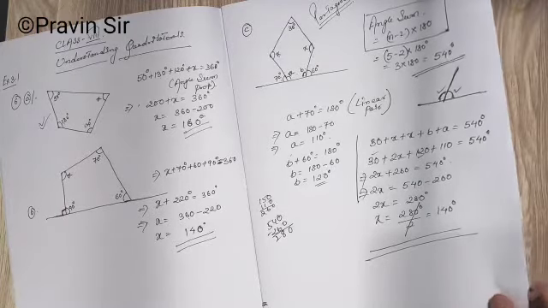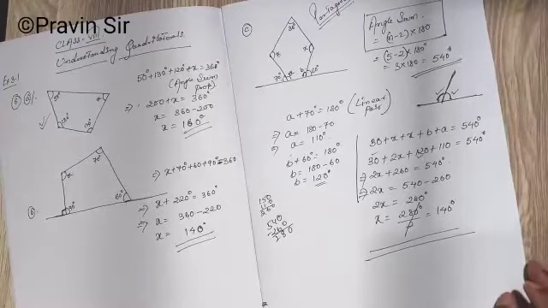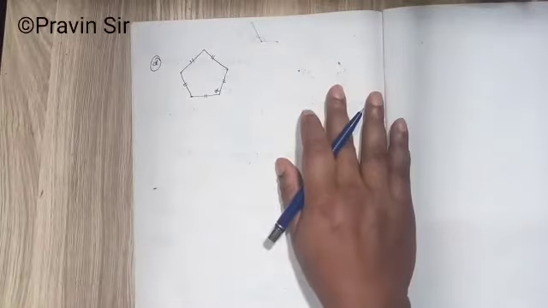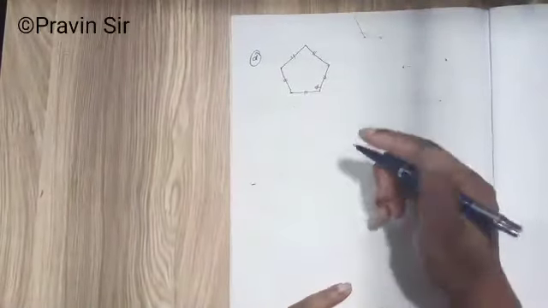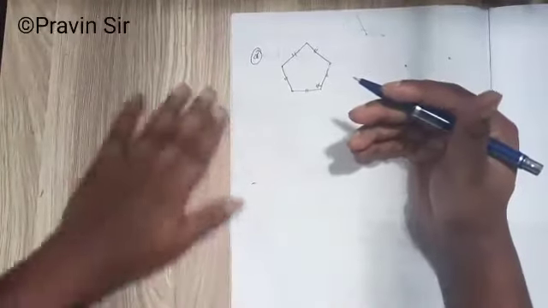That is question number 6 part D of exercise 3.1. Now let us see this question. So here one figure is there. You see this figure very carefully. First of all, find out what type of figure this is.